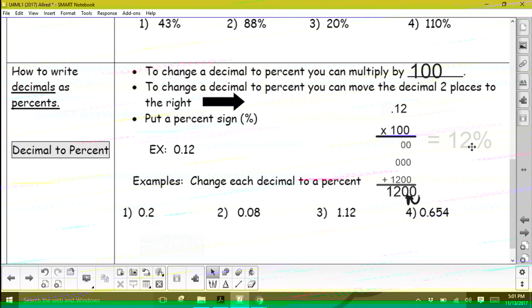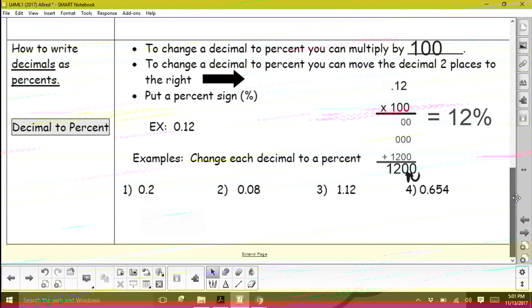Okay, and I'm going to call that 12%. So 12 hundredths is the same thing as 12%, which makes a lot of sense because percentages are out of 100, and I had 12 hundredths.